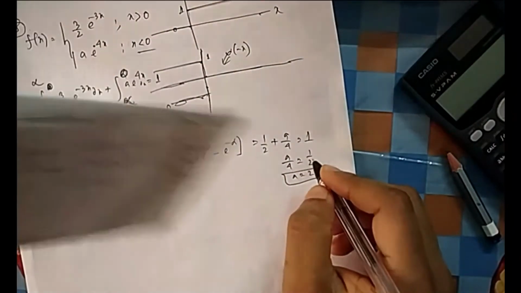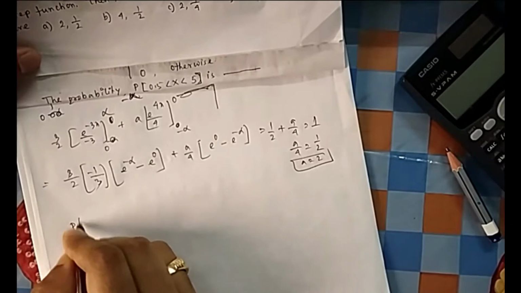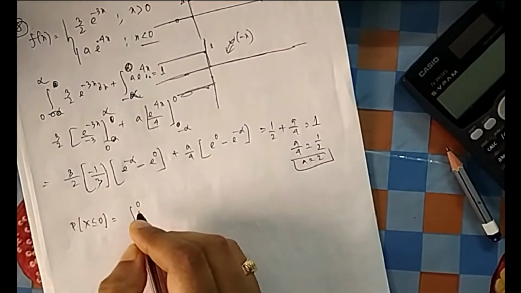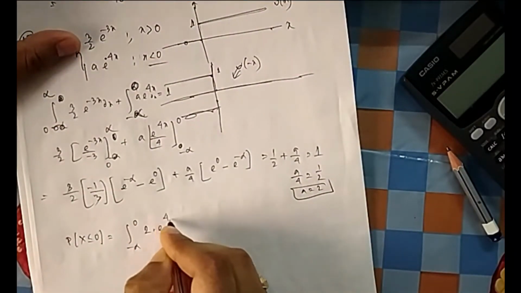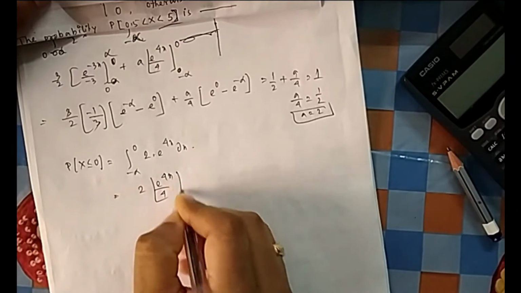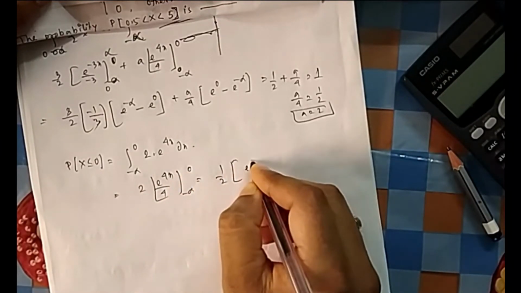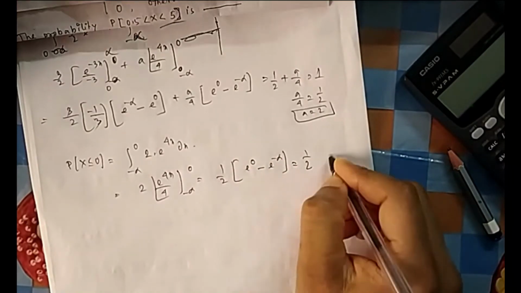You check the options whether it is required to calculate the other one. No. Two options are there with a equal to 2. That means you need to calculate probability x is less than 0. Less than 0 means minus infinity to 0. This one is the function. A is 2 to the power 4 is dx. So if you do this one, it will be 1 by 2 e to the power 0 minus e to the power minus infinity. So this is half. So that means option.